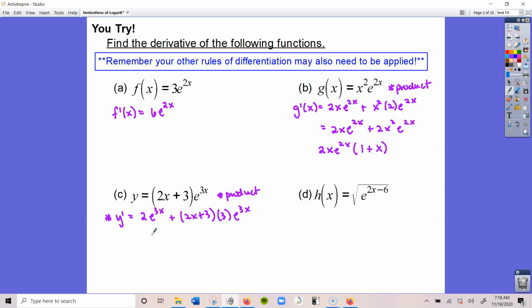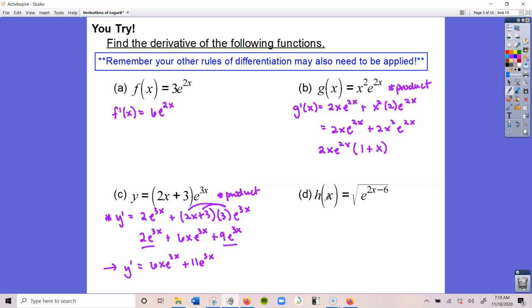We can simplify this a little bit more by distributing everything. So we get 2e to the 3x plus, now here I'm going to distribute the 2x with the 3e to the 3x. That would give me 6x e to the 3x plus 9e to the 3x because I just distributed the 3. And then I can combine like terms. So my final derivative answer would be y prime is equal to 6x e to the 3x plus 11e to the 3x.